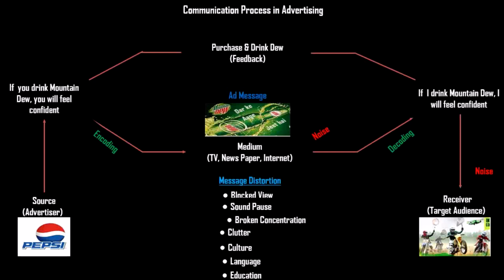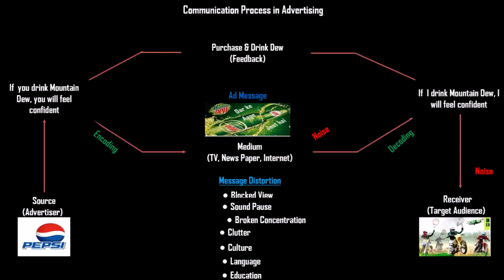Another technical issue related to television advertising is clutter or crowd. For instance, during a program, many commercials or ads are shown to the audience. Due to a bombardment of ads, audience is sometimes unable to remember and recall a particular advertiser's ad message. Besides these technical issues, some macro issues such as culture, language, and education may be the source of ad message distortion.